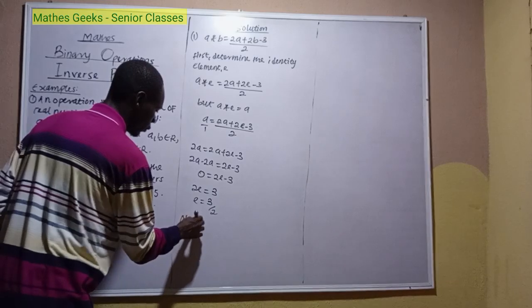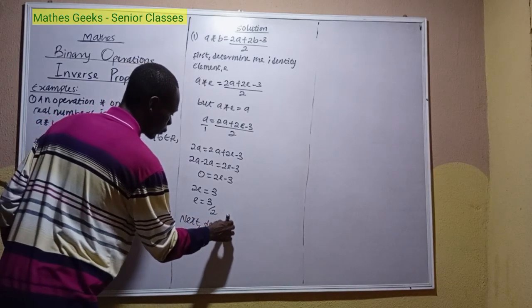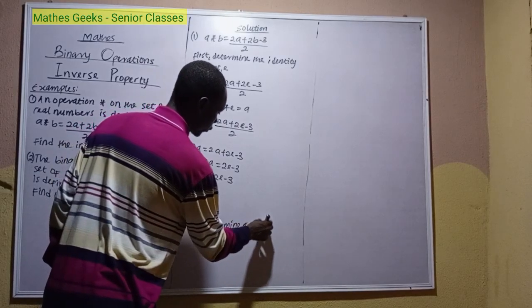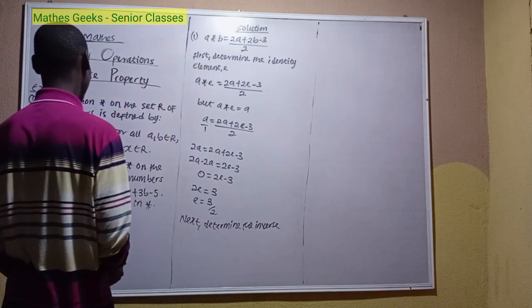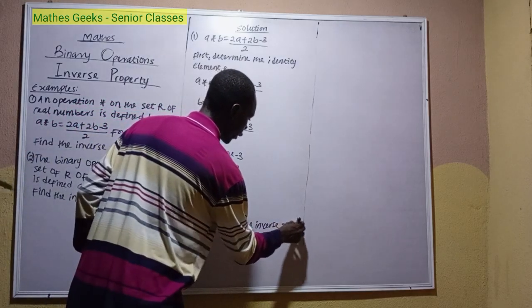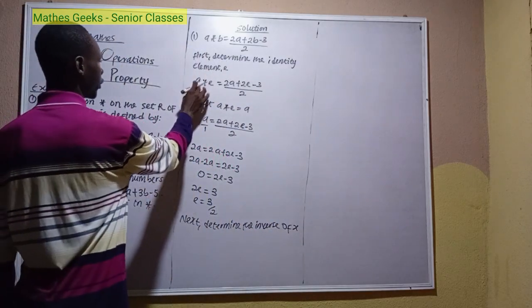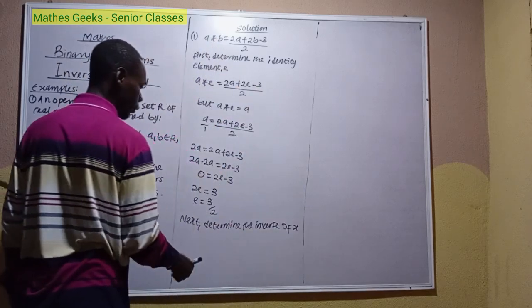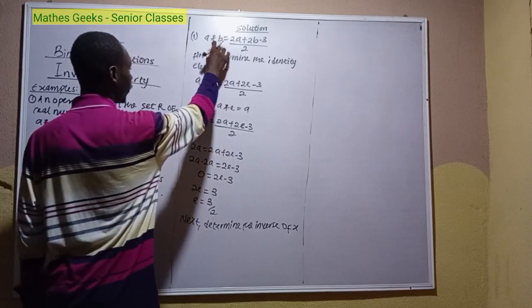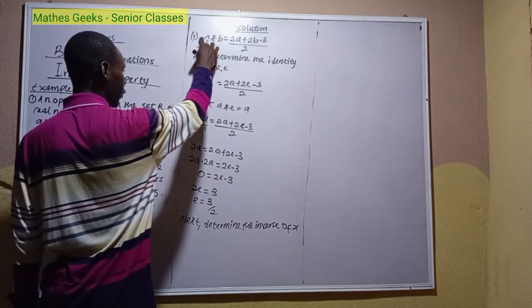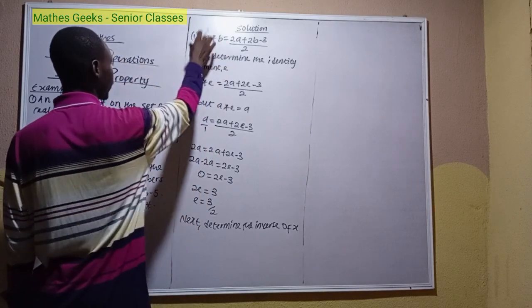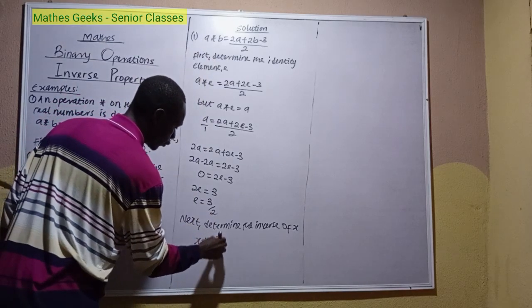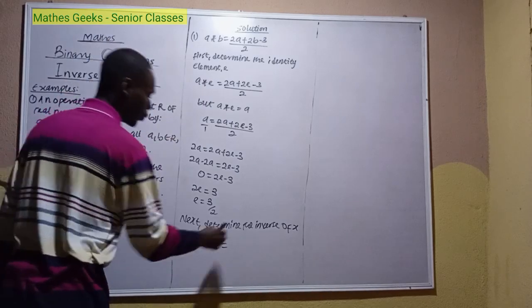Next, determine the inverse. And determine the inverse of X. The inverse of X means that A will be replaced by X and B will be replaced by X inverse. If here is X and we are going to look for the inverse, then B would be the inverse of X. So that would be X star X inverse, and that's equal to E.